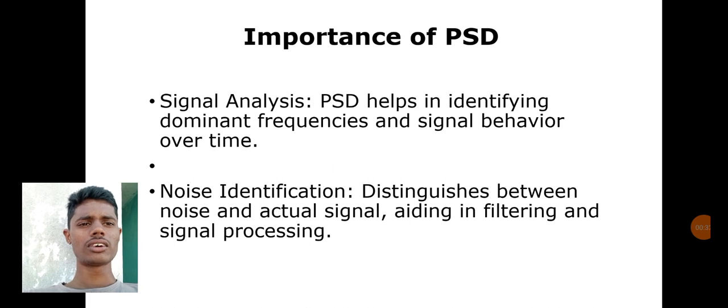Signal analysis: power spectrum density helps in identifying dominant frequencies and signal behavior over time. Noise identification: it distinguishes between noise and actual signal, aiding in filtering and signal processing.